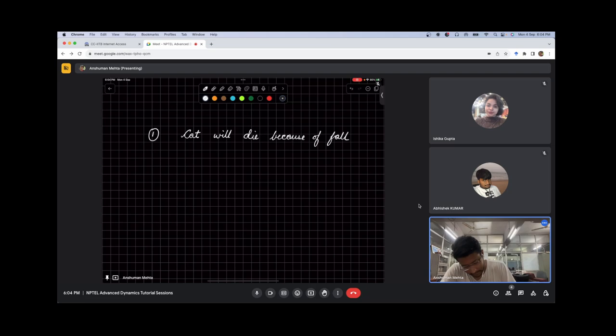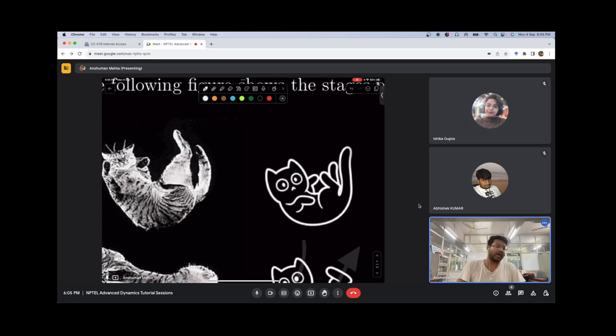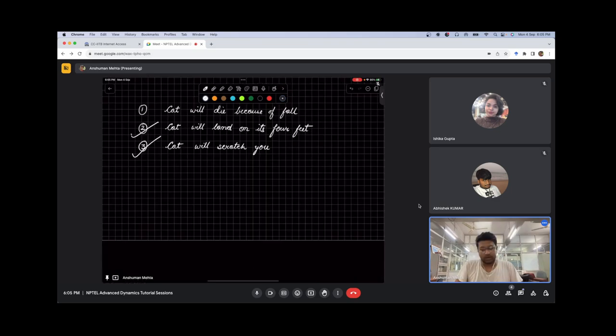The question is, if I throw a cat like this, let's correlate with the human example. If we throw a human like this from a building, will that human be able to land on its 2 feet? You can put it on the chat also. No, right? But the cat has a unique ability of scratching you and landing on its 4 feet. How does a cat do that?